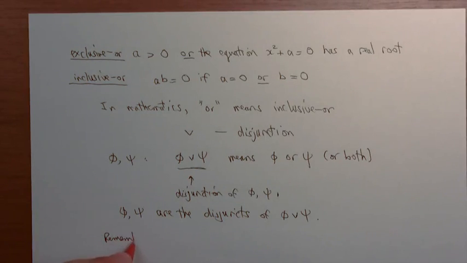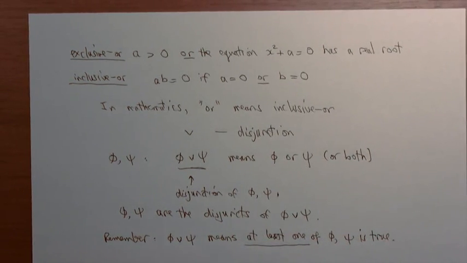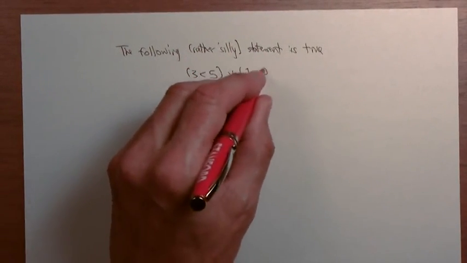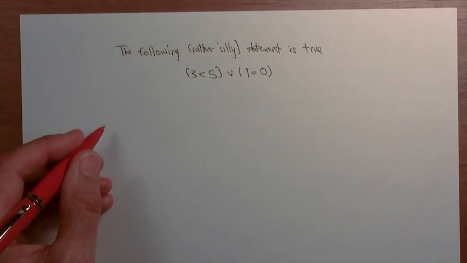Remember, phi or psi in mathematics means at least one of those two is true. They could both be true. For example, the following rather silly statement is true. 3 is less than 5 or 1 equals 0. I can't imagine a mathematician actually writing that down except as an example as I'm doing now. Silly examples like this are actually quite useful in mathematics because they help us understand exactly what a definition means.